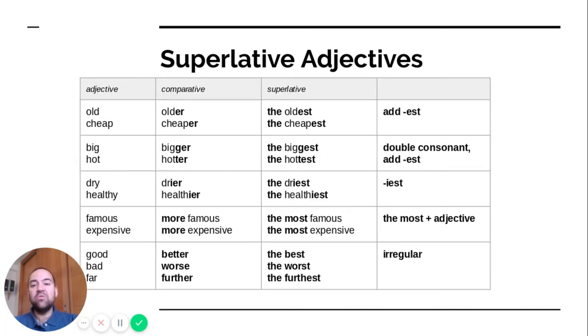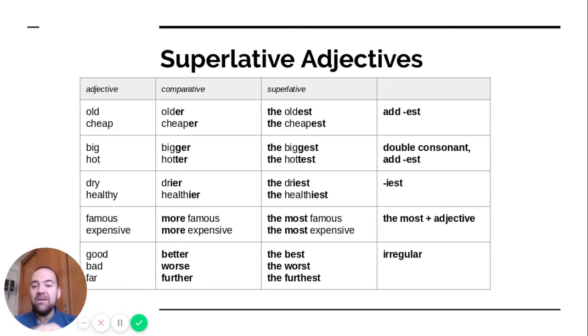Well, these follow the same rules as before. Yeah, we have 5 types: old, older, oldest. Instead of er, we add est. For the second type, big, bigger. Remember, we doubled the consonant in the middle. Is the same. Yeah, the biggest. We double the consonant in the middle. Dry, drier, driest. It's still est, but we take away the y and give it an i.